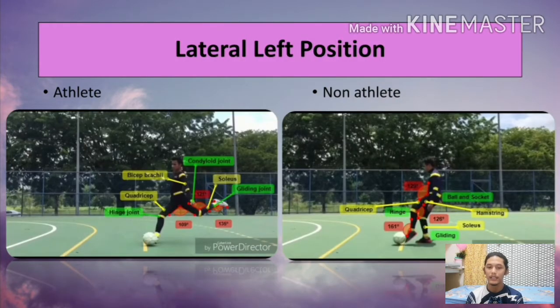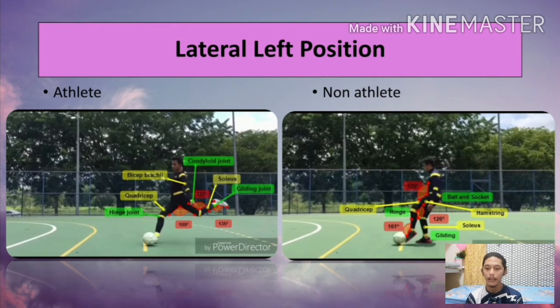And the last one is the lateral left position. This position is quite the same as the previous. So for the lateral left position, the angle between the legs for the athlete is more compared to the non-athlete because the position of the athlete is more stable when he kicks the ball, while the position of the non-athlete is unstable and the force that he will use to kick the ball is less.